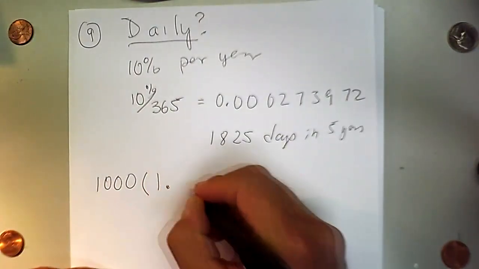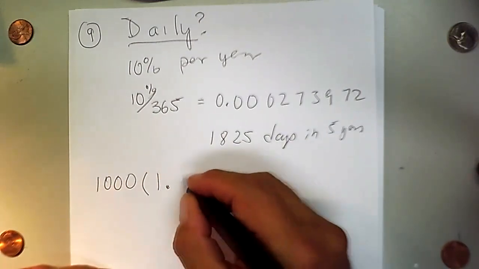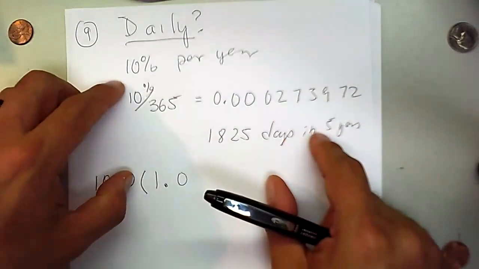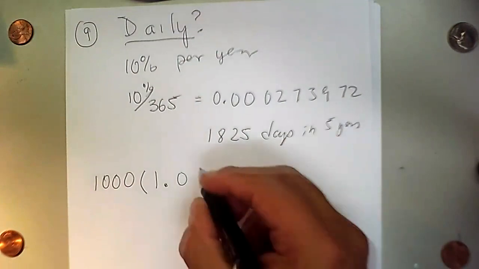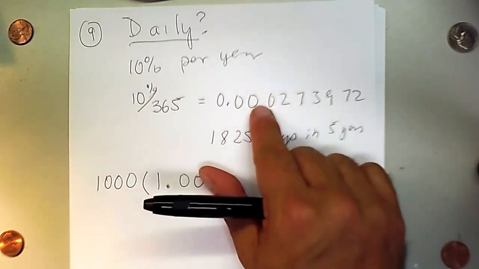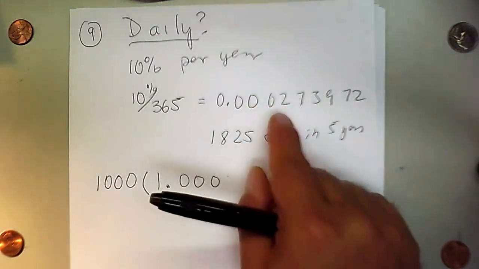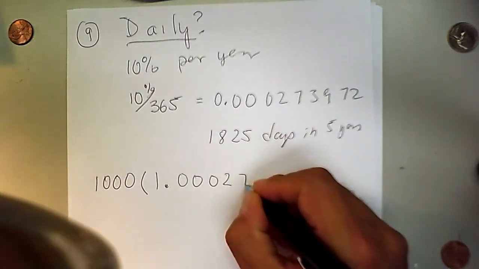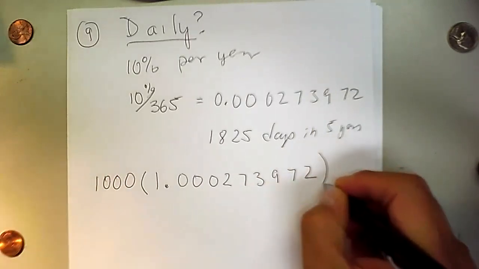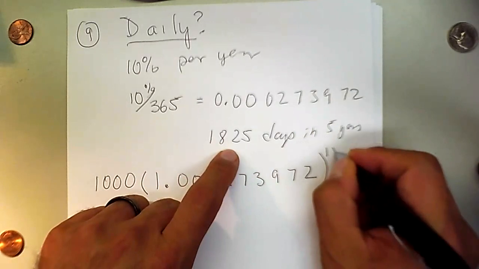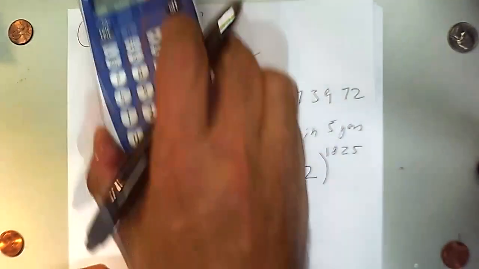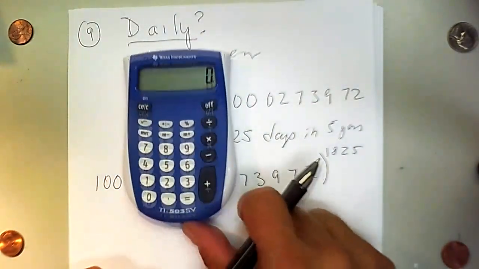And we're going to charge one for the original $1,000 and a tiny, tiny decimal, because 10% is going to be split up into 365 days. So each day we're going to charge a fraction of 1%. 1% would be 0.01. So this is a fraction of that, 0.00273972. But we're going to have 1,825 cycles.